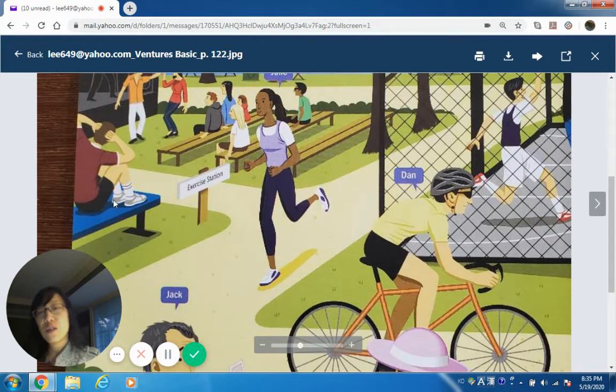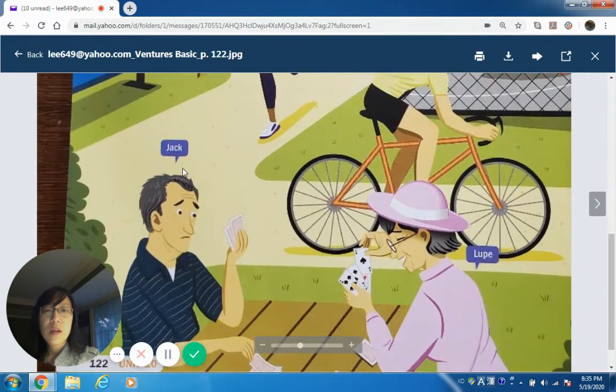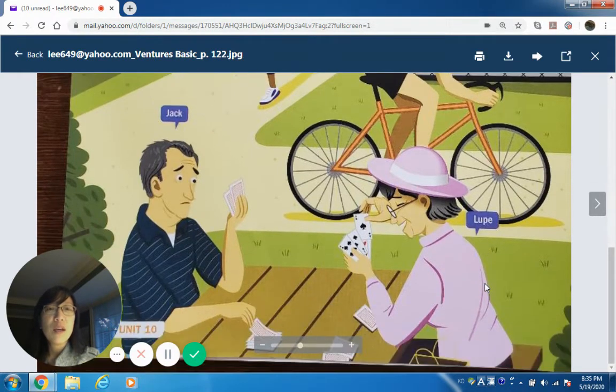And this guy is also exercising. Looks like he's doing sit-ups or crunches. And here's Jack and Lupe. They're playing cards. She's wearing a hat with a ribbon. You call that the ribbon. And this part of the hat is called the brim. She has a wide-brimmed hat.